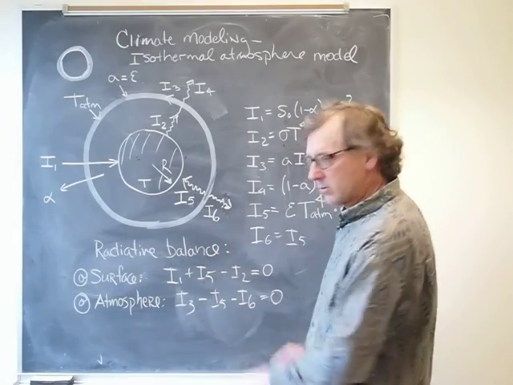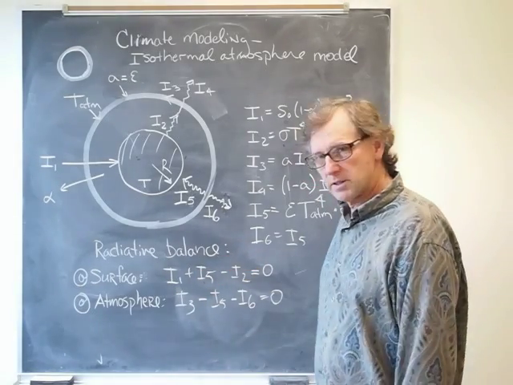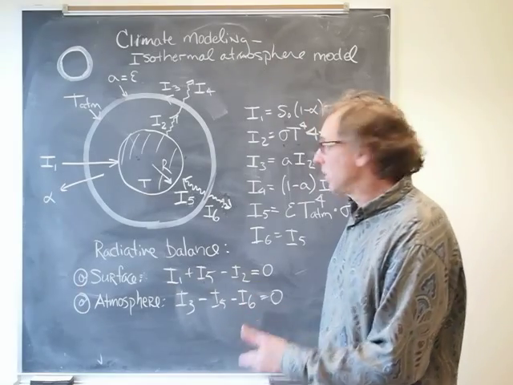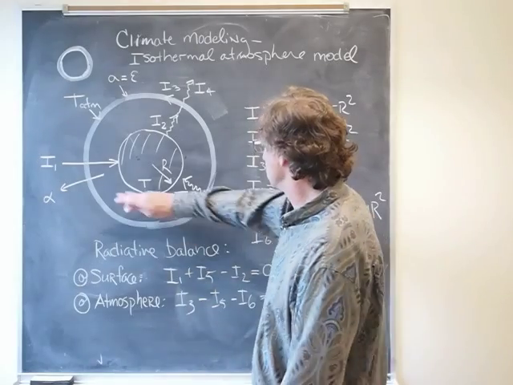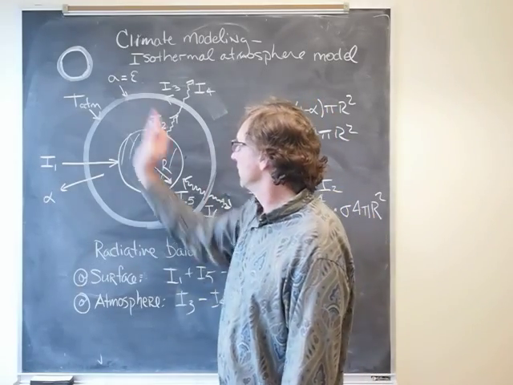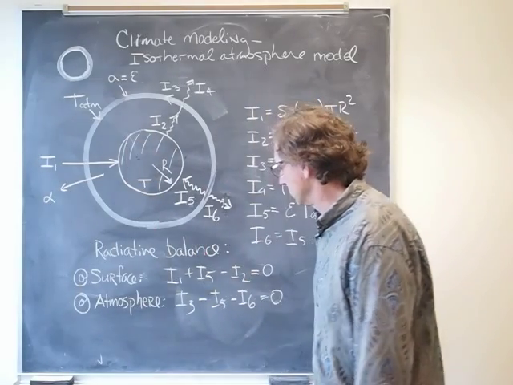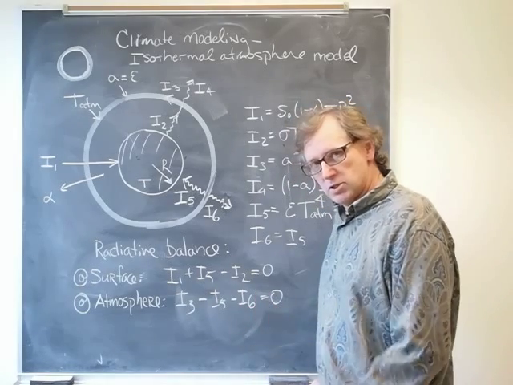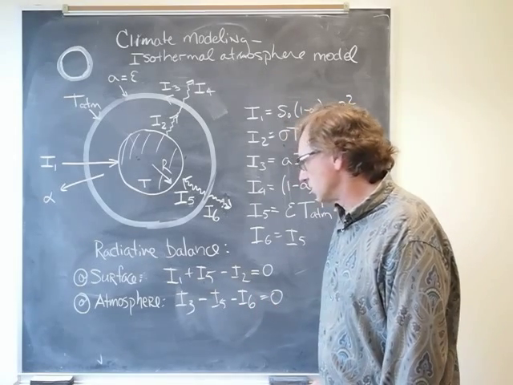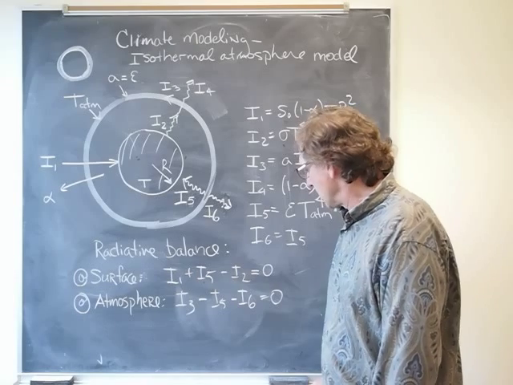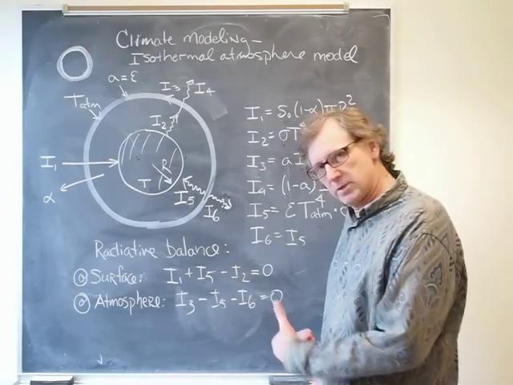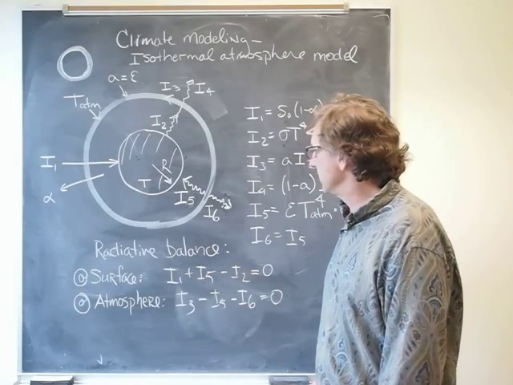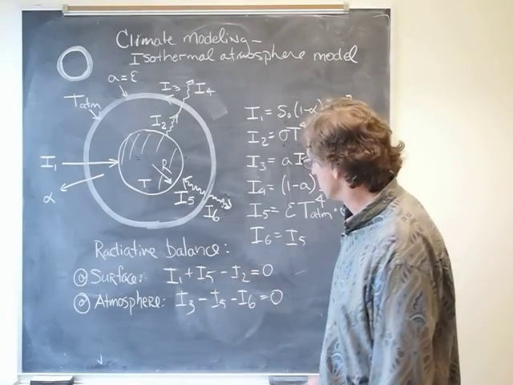Now, we have two radiative balance equations. We have two unknowns, that is to say we don't know the temperature that the planet is going to settle down to, and we don't know what the temperature of the atmosphere is going to settle down to. But two equations, two unknowns, that's enough to solve those, and we have a few methods to do that. One of them is by hand, but the one that you'll be doing is solving those on a computer. Okay.